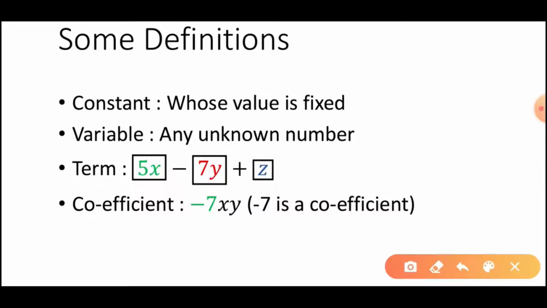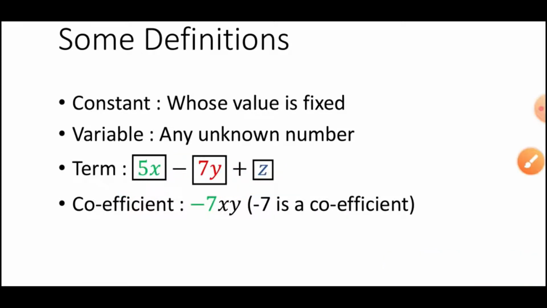Next is term. Let us say we have an algebraic expression 5x minus 7y plus z. So in this expression we have three terms, that is 5x, minus 7y, and z. So these are the three terms for any given algebraic expression.